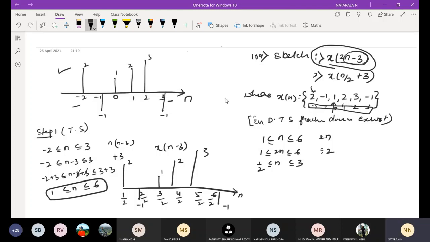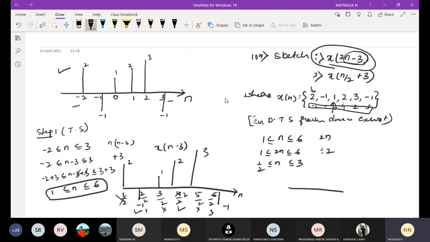Okay, here 1/2 is a fraction; no need to consider it. 2/2 is 1, we can consider this one. 3/2, don't consider. 4/2 is 2, this we can consider. 5/2, we should not consider. 6/2 will be 3. We need to consider 1 at amplitude -1, again 2 at amplitude +2, and 3 at amplitude -1. That we need to consider.